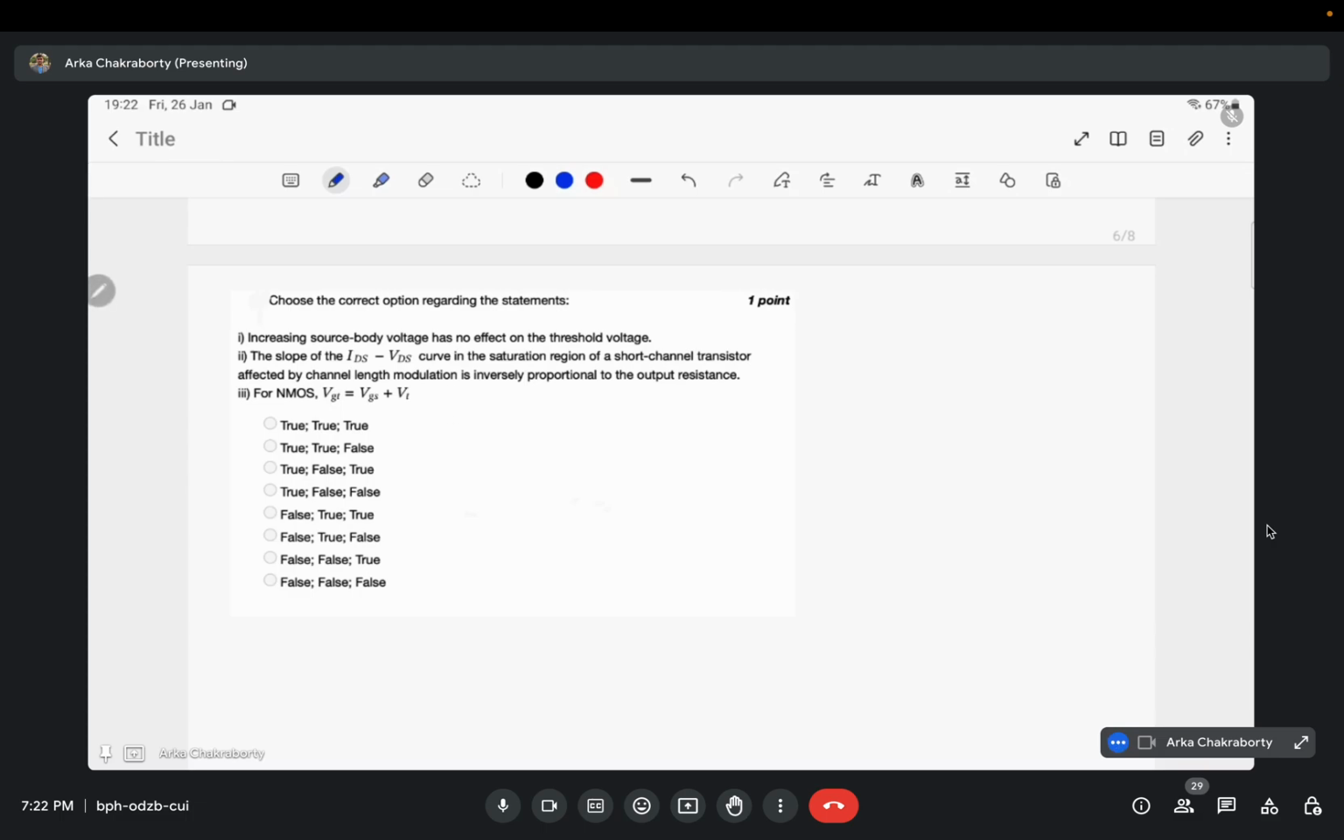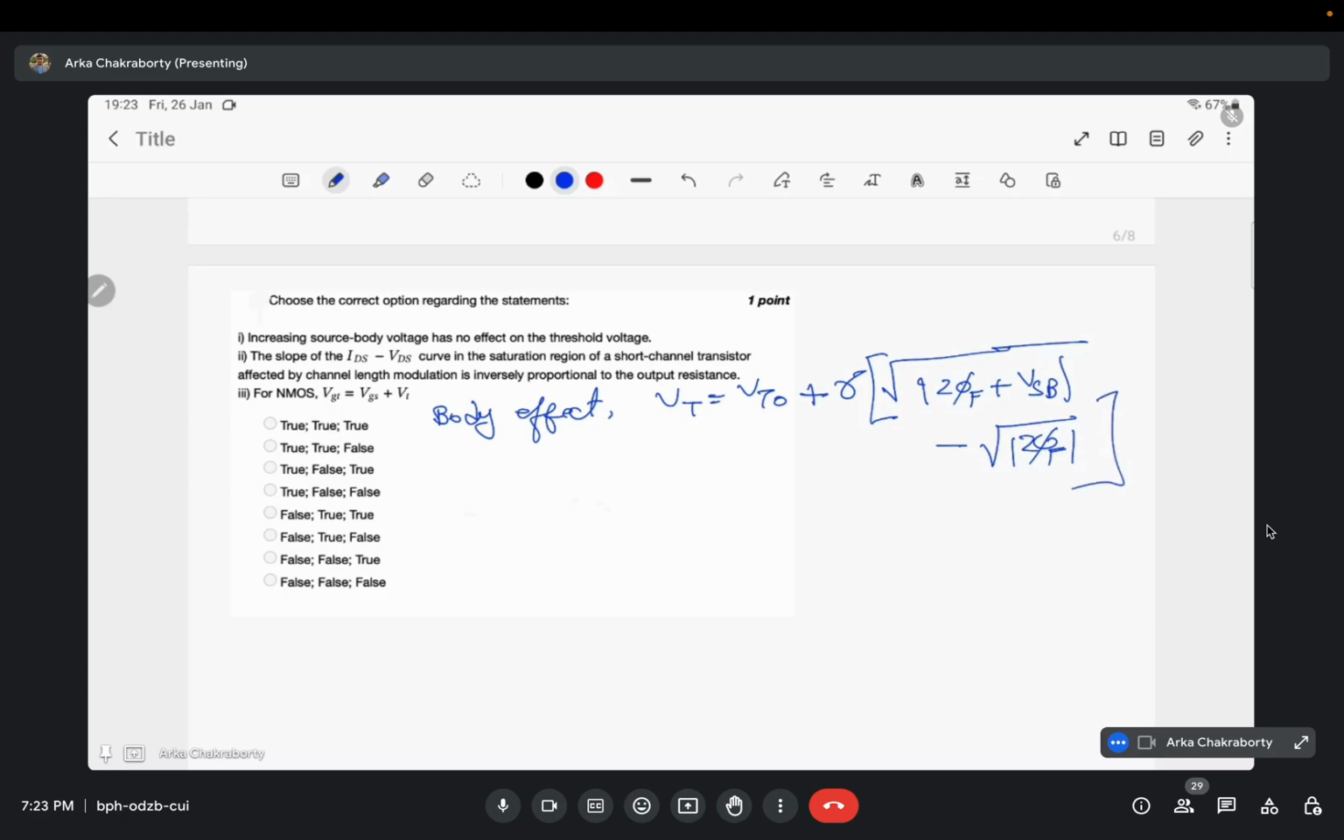For body effect, the transistor threshold voltage Vt is generally modified when a particular source voltage, say VSB, is applied. So my Vt0 was my initial threshold voltage. It will change by gamma. Gamma is called the body effect coefficient. It is also an empirical parameter which is generally obtained by fitting the curves, or you can also derive it analytically. Okay, so here it will come: gamma times the square root of mod of 2 phi f plus VSB, minus the square root of 2 phi f.